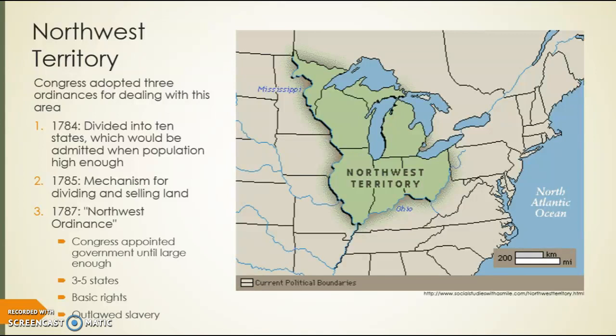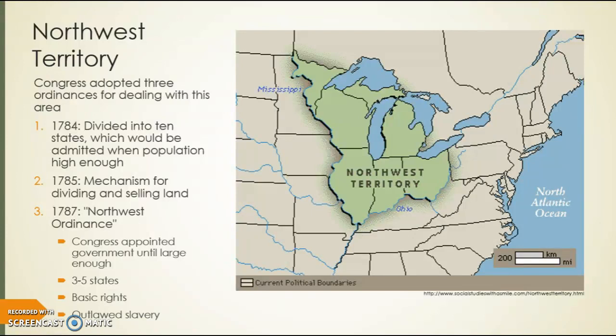And these speculators did not like Thomas Jefferson's democratic self-rule plan, and so they got rid of it in favor of this third Northwest Ordinance. So the Northwest Ordinance put Congress in control of the territory by appointing a governor, a secretary, and 3 judges.